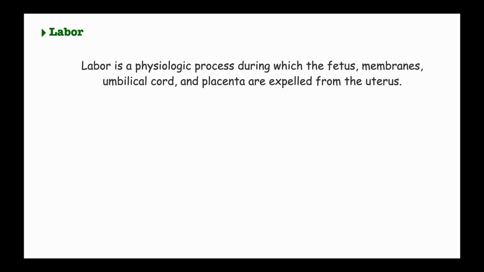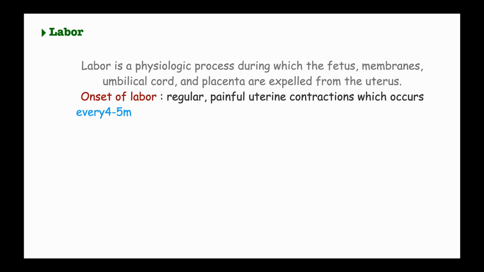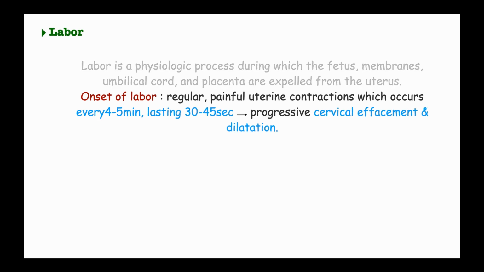Before we can define abnormal labor, a definition of normal labor must be understood and accepted. And so, labor is a physiological process during which the fetus, membranes, and umbilical cord, as well as the placenta, are expelled from the uterus. With the onset of labor, we must have regular painful uterine contractions which occur every 4 to 5 minutes and last for about 30 to 45 seconds, leading to cervical effacement and dilatation.